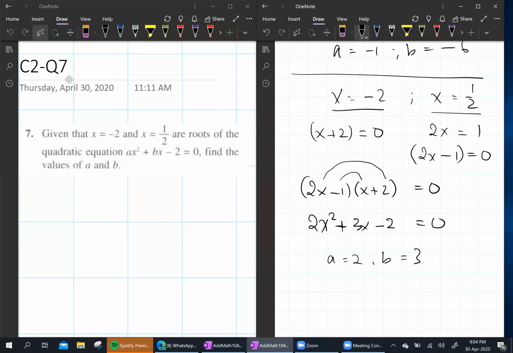I get the correct answer, but I think A is B, B is C. Oh, right. You must be very careful of that, lah. Okay. And well, we go to question number 8.